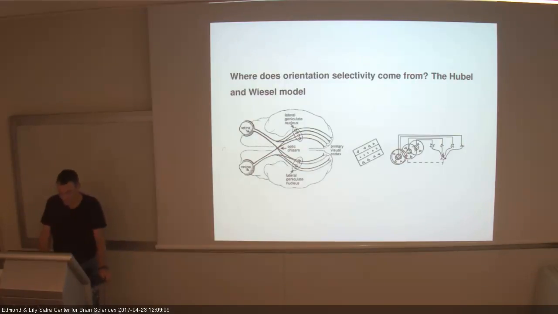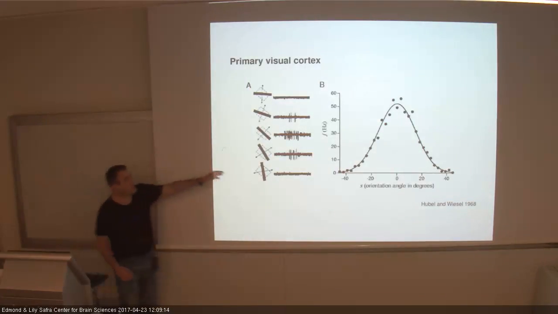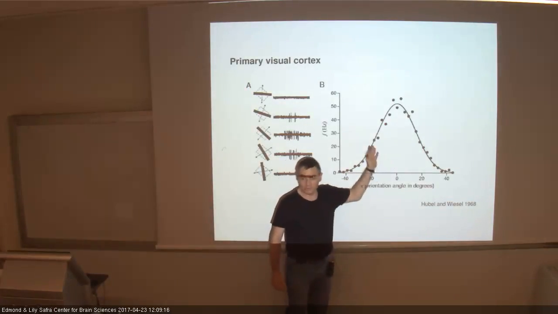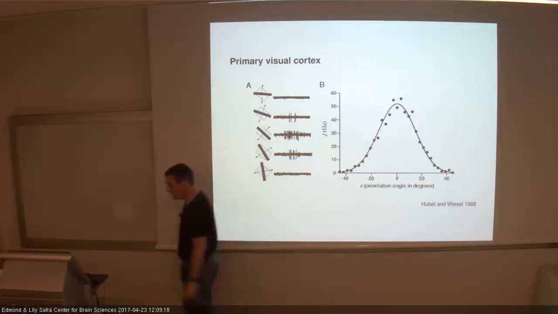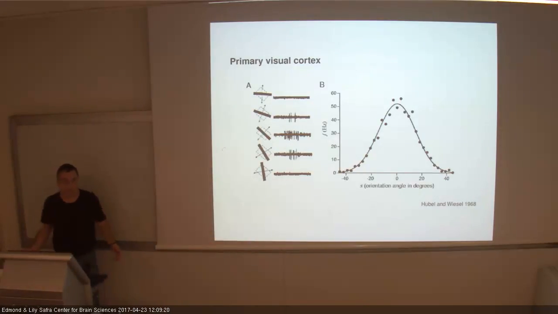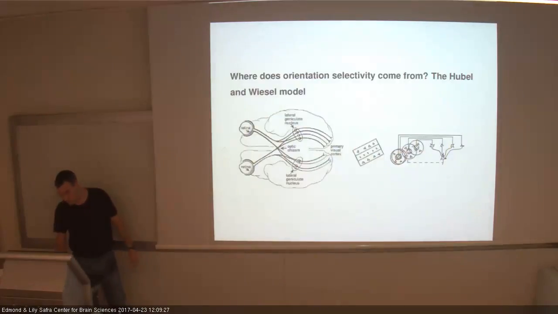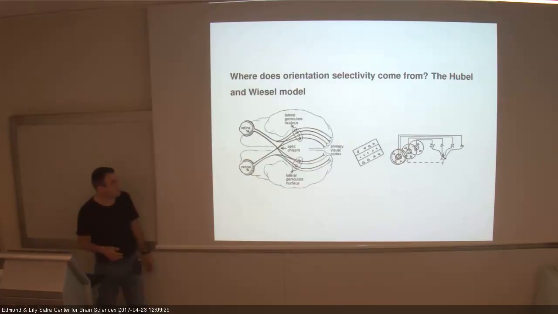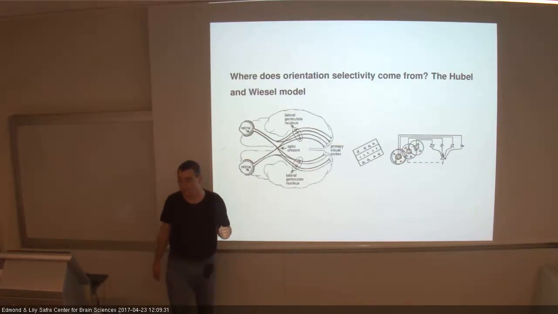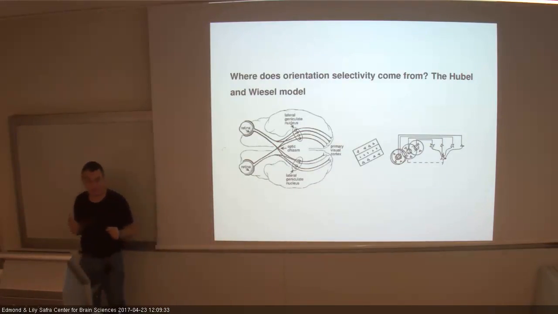Let me rephrase it. We are interested in why these neurons respond to one orientation and not to different orientations. One question that one could ask is whether the neurons that project to these neurons in the primary visual cortex, the neurons in the LGN, in the thalamus, are selective to different orientations. This would be the first question to ask.